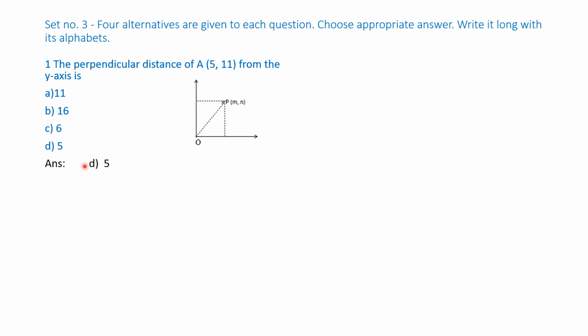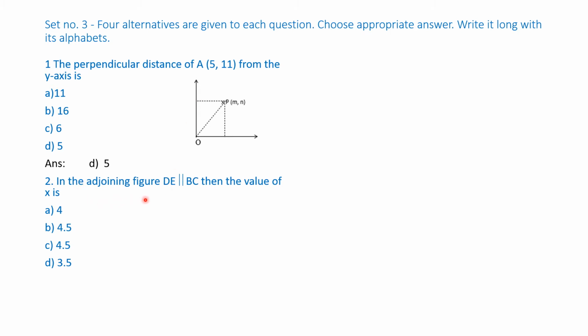Answer is D. The 5 is the answer because it is a perpendicular. You have to very clearly understand the perpendicular distance from the y-axis and the perpendicular distance from the x-axis. n is the perpendicular distance from the x-axis in this, and m is the perpendicular distance from the y-axis. Therefore, this is x and this is y. That you have to very clearly understand and repeat it. Okay.